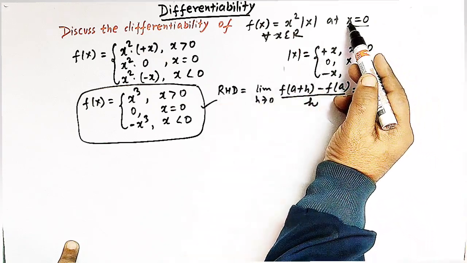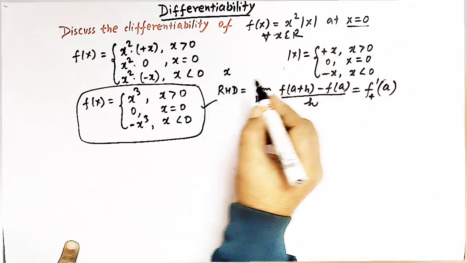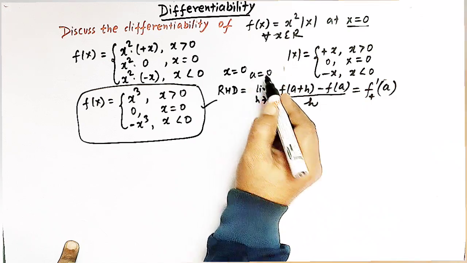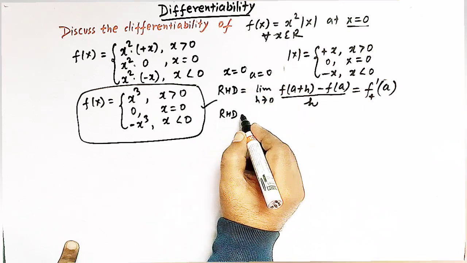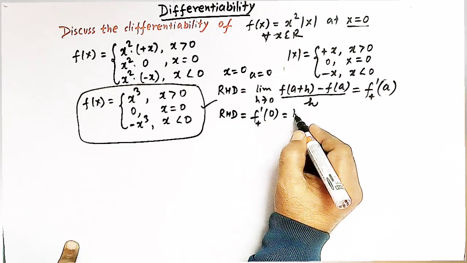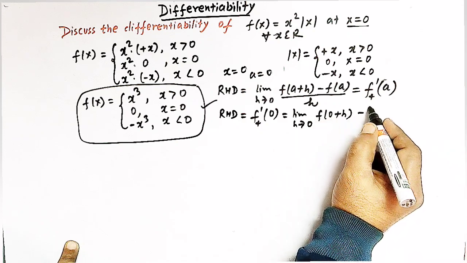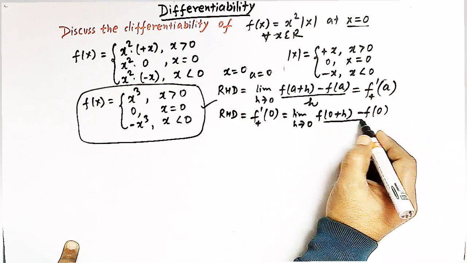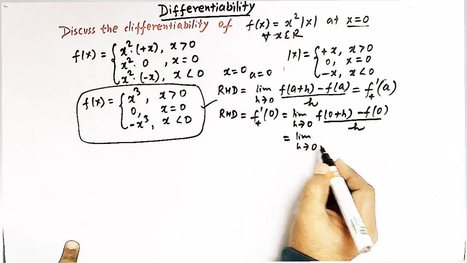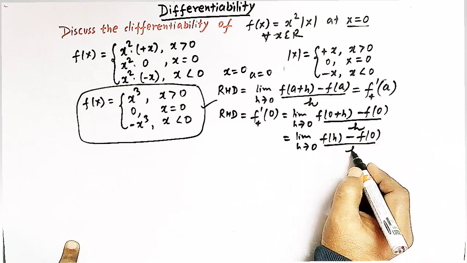Now here our point is x is equal to 0, that is the value of x, that is x is 0, that is equal to a. So a is 0, so the right hand derivative is equal to f prime of 0, and here we have limit h tends to 0 f of 0 plus h minus f of 0 divided by h. So we can now write limit h tends to 0 f of h minus f of 0 divided by h.